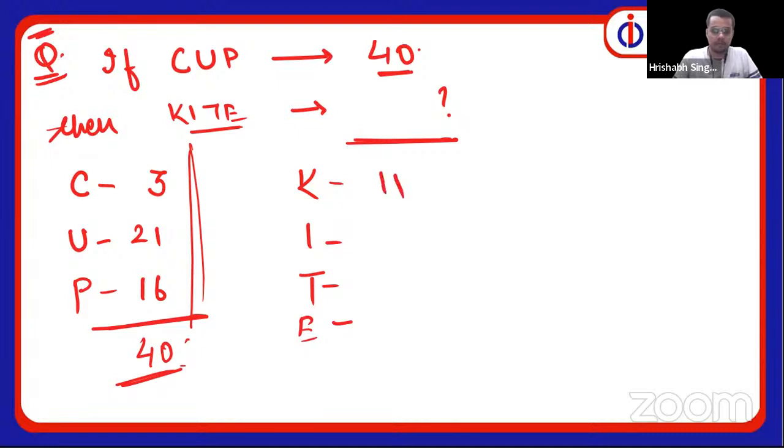Position of K 11, I 9, T 20, E 5. If you add all this, what will you get? You will get 45. So the answer is 45. Correct, Aniksha. Correct, Varun. Both of you are right.